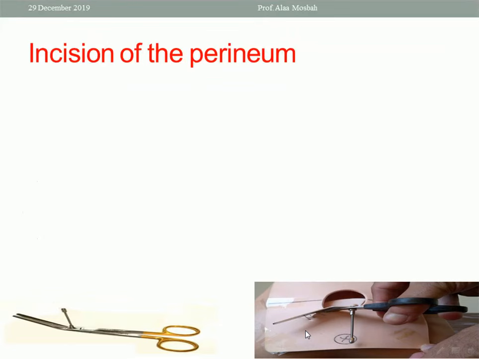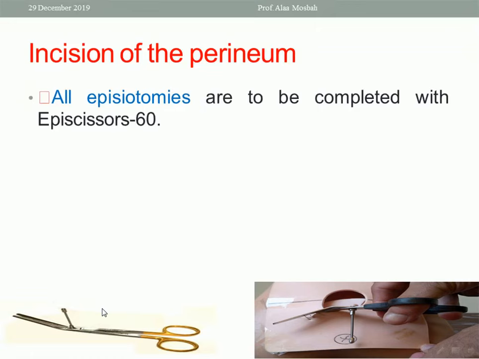Then incision of the perineum. Please look at this picture. This is the episiotomy scissors, this one and this one, with this guide directed toward the anus, and this angle, make sure that it is 60 degrees. Okay, so all episiotomies are to be completed with episiotomy scissors at 60 degrees because it makes it easy.